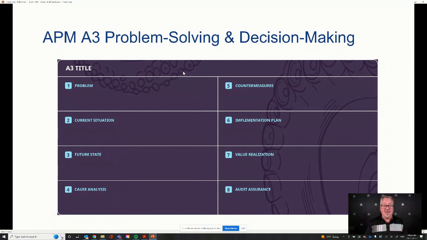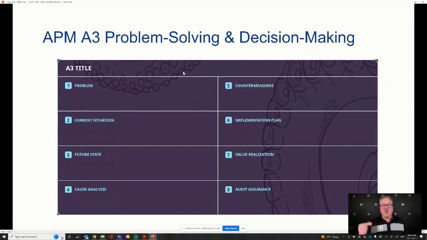It's a lean technique. And look, there's a title block at the top, but really it's very simple. A3 is named after the European or metric page size. And the key here is it's all on one page, right? So you've got all the steps of good problem solving, decision making process. You've got the problem, the current situation, future state, the analysis. We've got the countermeasures, which are the decision and the action.